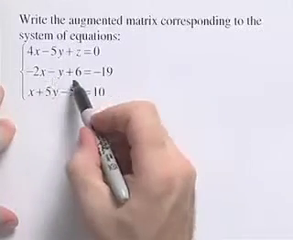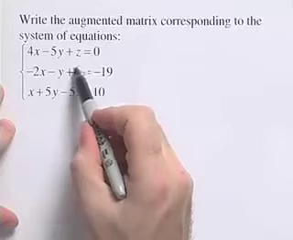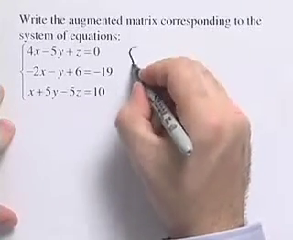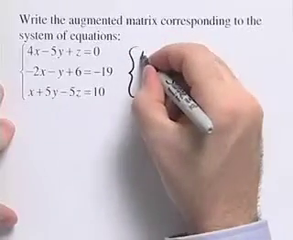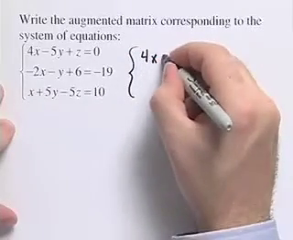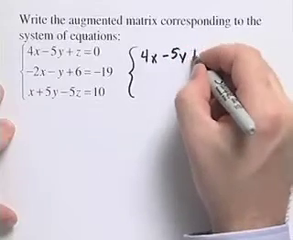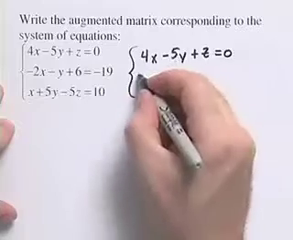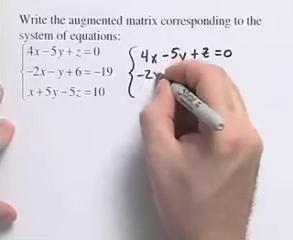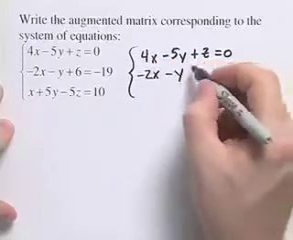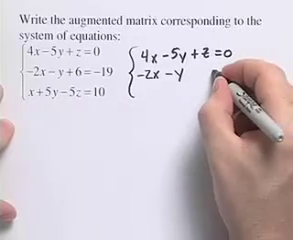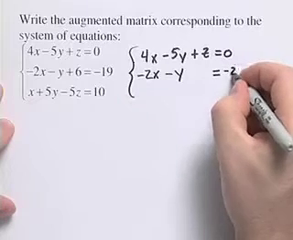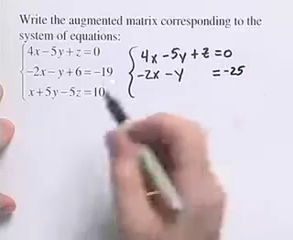If we look at this second equation here, we see that there's a constant 6 that needs to be moved over. So we're going to rewrite our system. First equation is fine. We're going to rewrite that. 4x minus 5y plus z equals 0. In our second equation, we're going to write negative 2x minus y. And there's no z term, so we'll leave that space there. We're going to subtract 6 from both sides, so we'll have minus 25.